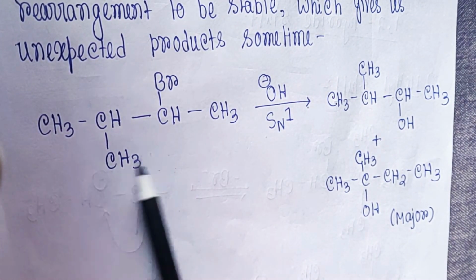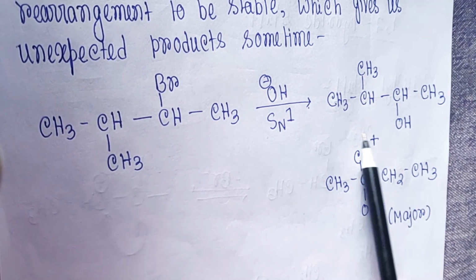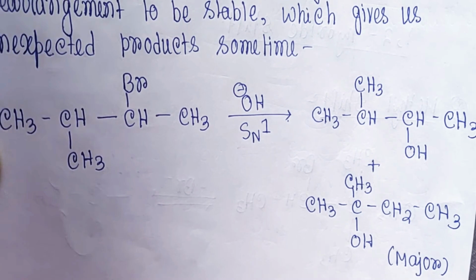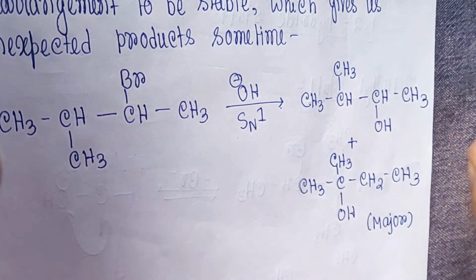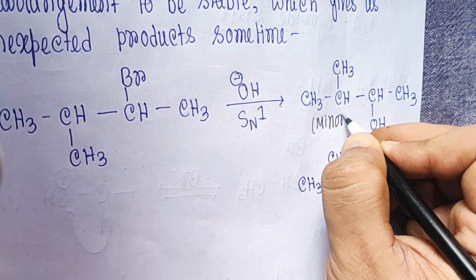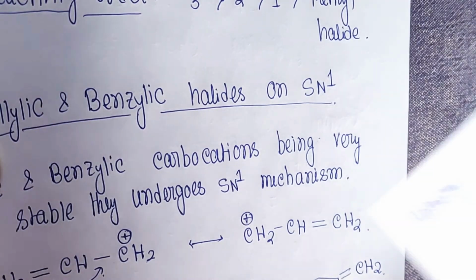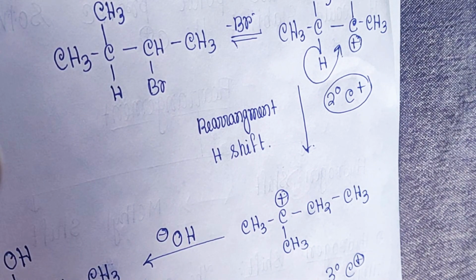So whenever you react this thing with OH minus, it undergoes some SN1 mechanism to give us this product as the major. As you can see, this is something unexpected. We expect this thing, but this thing is the minor product, right? This is a minor product. So why is this happening? For that reason, we have to see our mechanism.